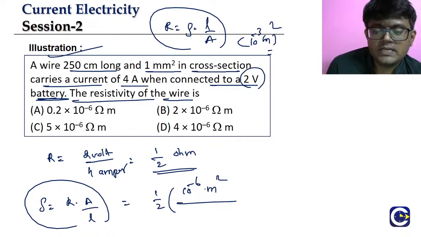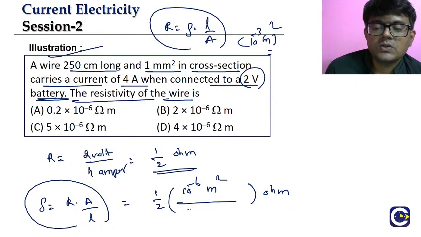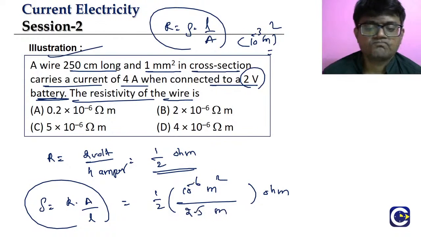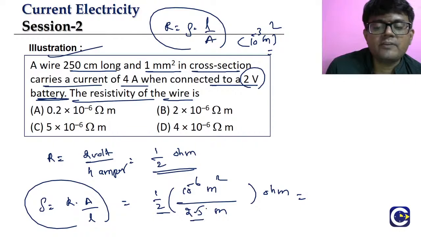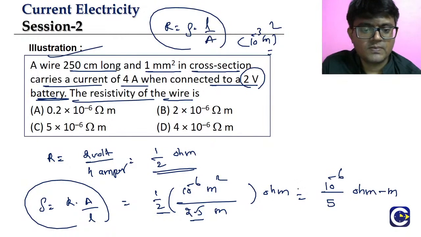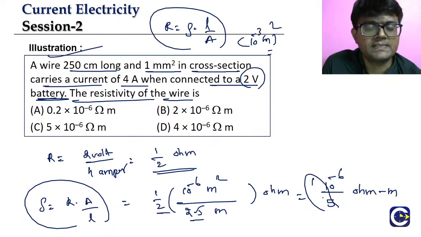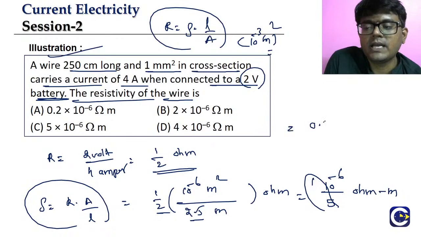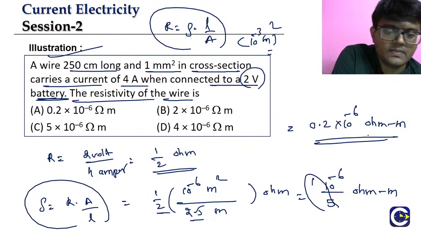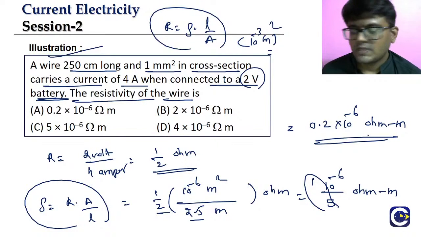Okay, so then this is half ohm, divided by what is the length? 250 centimeter means 2.5 meters. Check, what is it? 2 into 2.5 means what? 5. So 10 power minus 6 by 5 ohm into meter. Okay, so we have it like 1/5 into 10 power minus 6. What is 1/5? 0.2, right? So 0.2 into 10 power minus 6 ohm into meter. Check, what is it? What is the answer we must get? 0.2 into 10 power minus 6 should come.